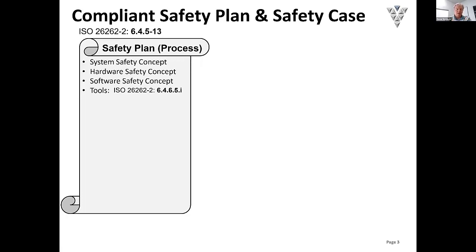In the safety plan, you can describe your process. Your process can say, yeah, we'll use the programming language C, and we will use this compiler, and we will measure code coverage using CTC. So this will be your plan, how you want to develop your product.